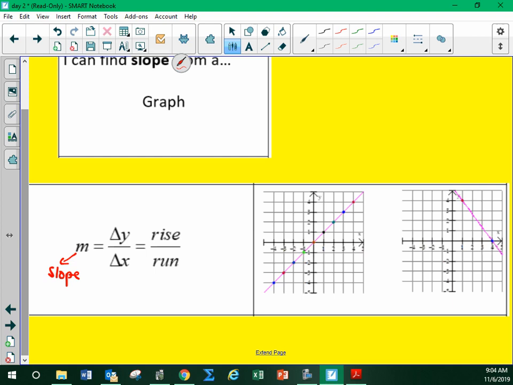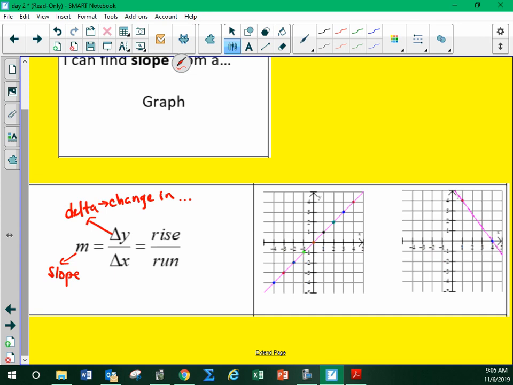Does anyone know what this little triangle means? It's a delta, and it means change in. Change in, so like change in y, change in x. So this is called delta. It's a Greek letter called delta, but it means change in. So we're just trying to figure out how much did y change, how much did x change.